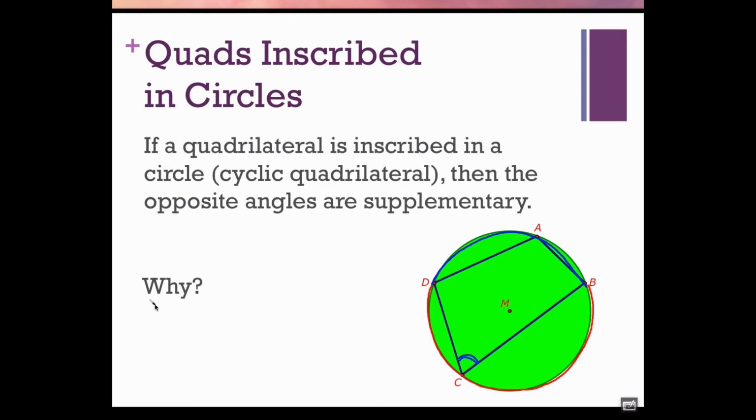Angle C intercepts the arc DAB, which is blue. Angle A intercepts the arc DCB, which is red. So we don't know how big angle A is, but we do know that it's half of the red. So angle A is equal to half of the red. And we know that angle C is equal to half of the blue.